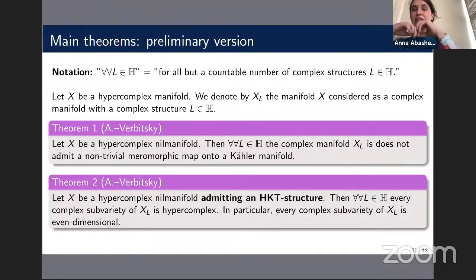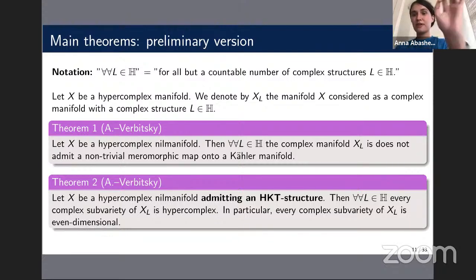The second theorem is about subvarieties of a complex Lie manifold for a generic complex structure. Unfortunately, in the statement of this theorem, we have to impose another condition on X, namely an existence of an HKT structure. I'm not going to say now what an HKT structure is, you should just understand that it is some condition which arose first in string theory and found its use in mathematics, and it's just some natural condition to impose.